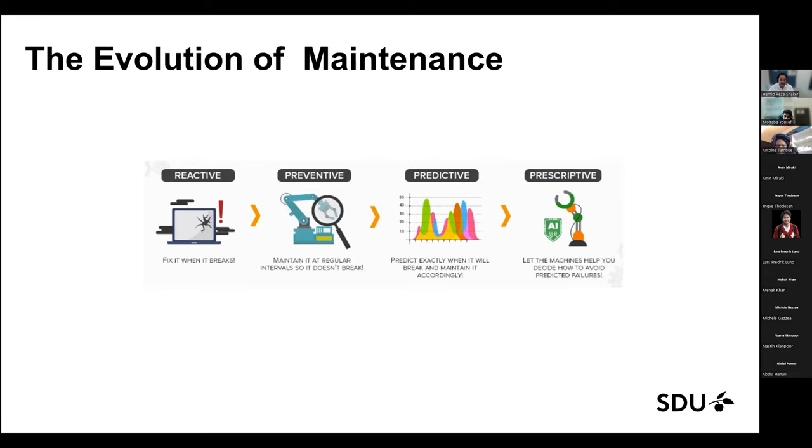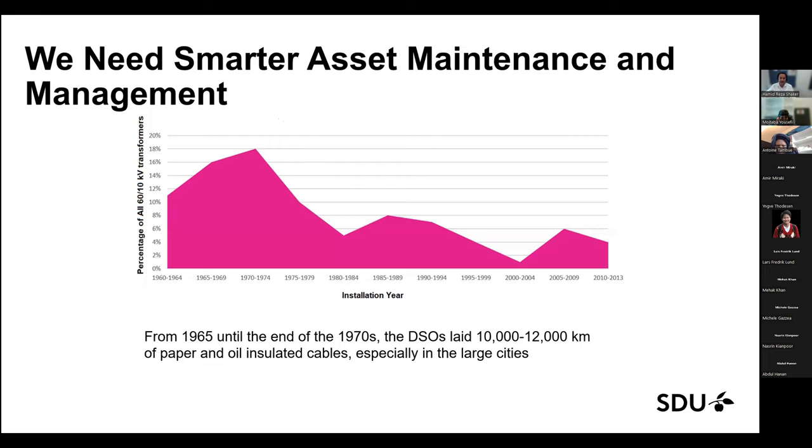We need smarter asset maintenance and management, not only because maintenance has evolved over the years and our systems are smarter, but because we have challenges. Our infrastructure is getting old.